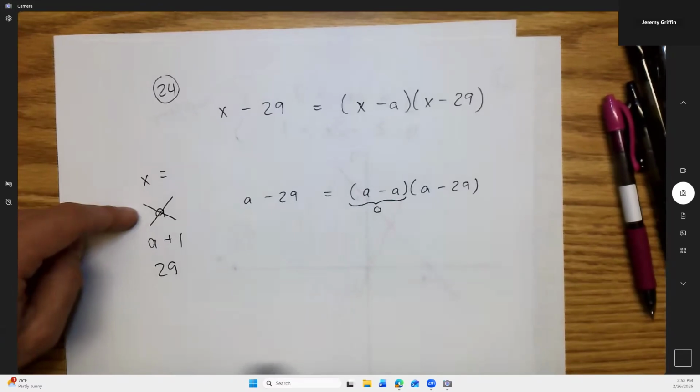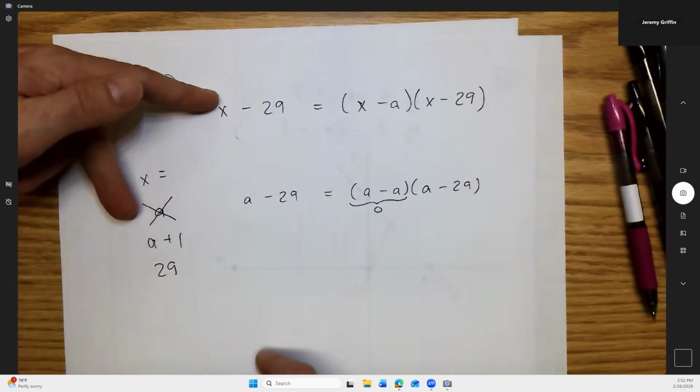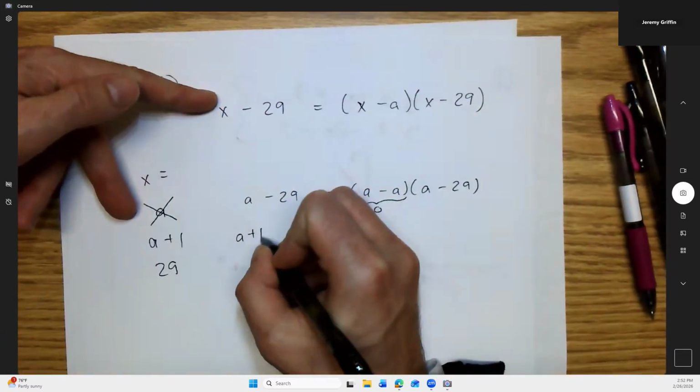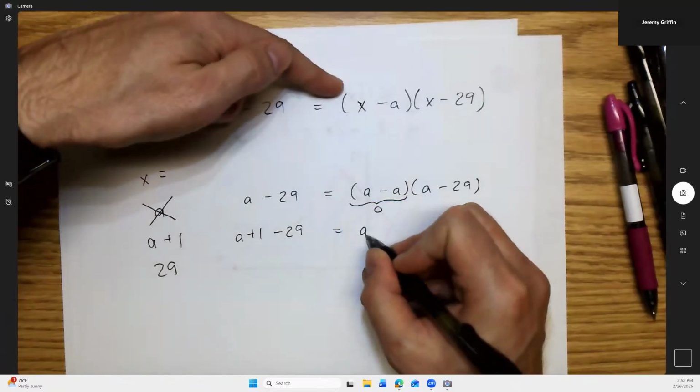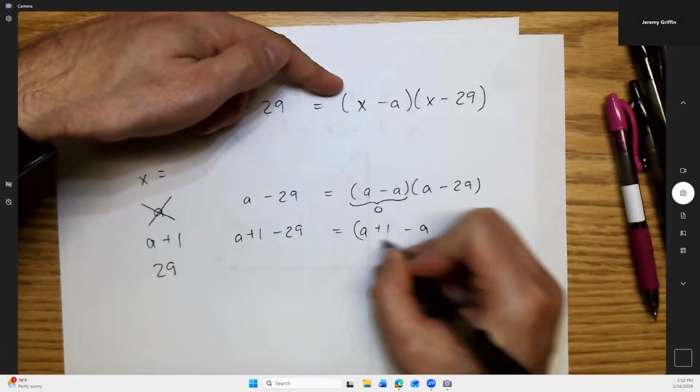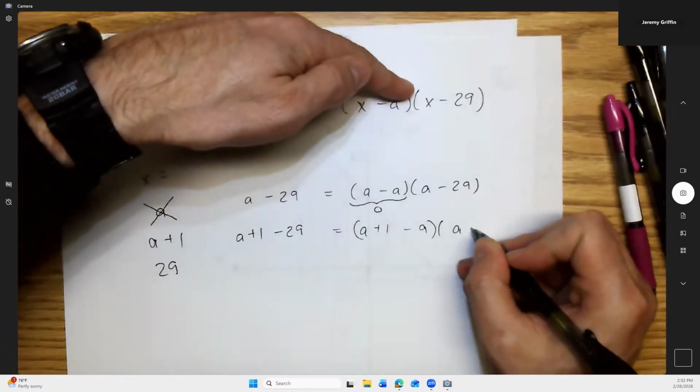So we're going to throw this one out. Let's try a plus 1. What if I plug that in? Let's do a plus 1 minus 29 equals a plus 1 minus a times a minus 29.